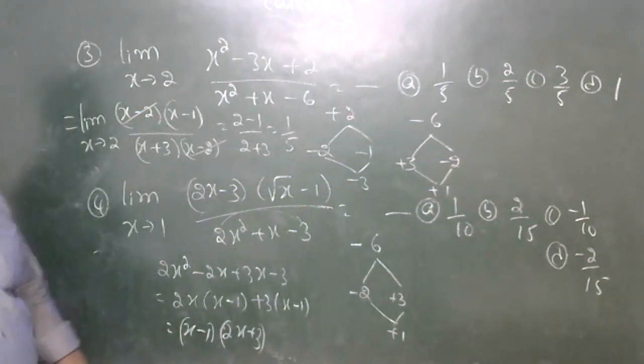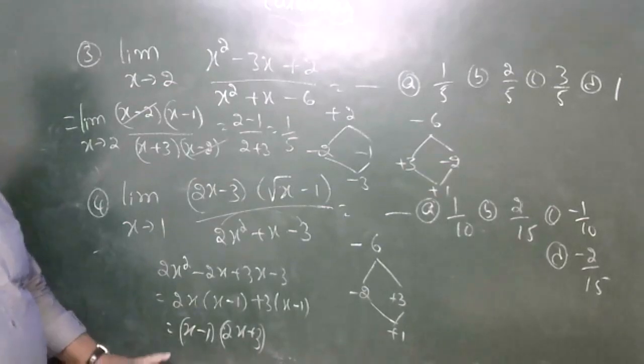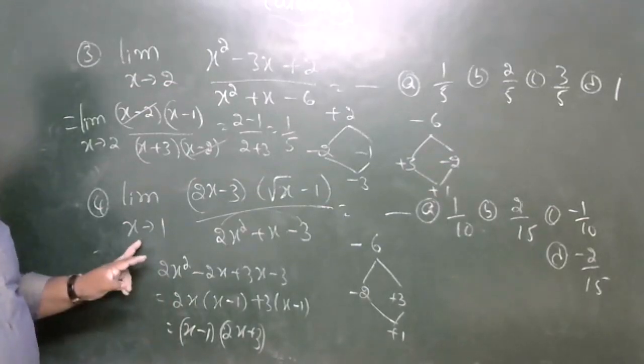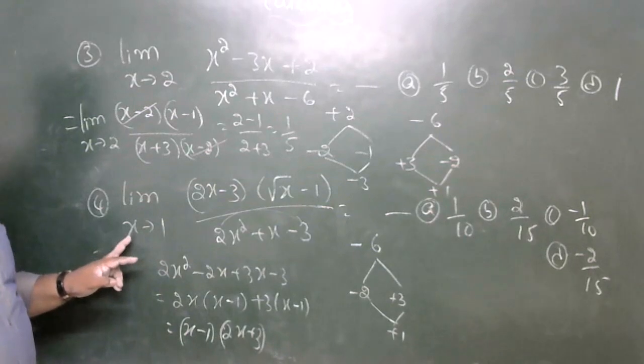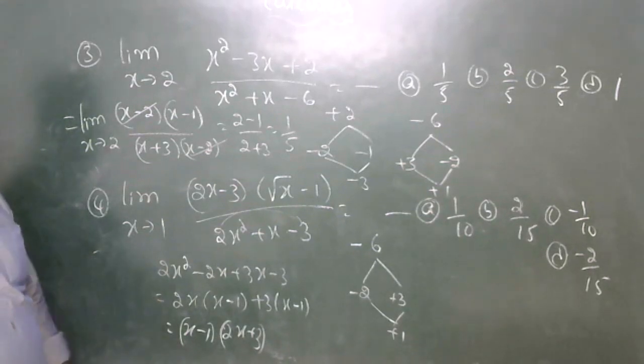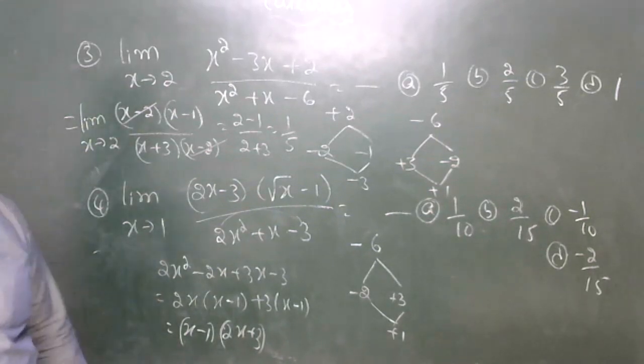Still, you are going to get the same term. If you put x is equal to 1, you are going to get 0 in the denominator. Okay, right up to here. I will do the remaining.